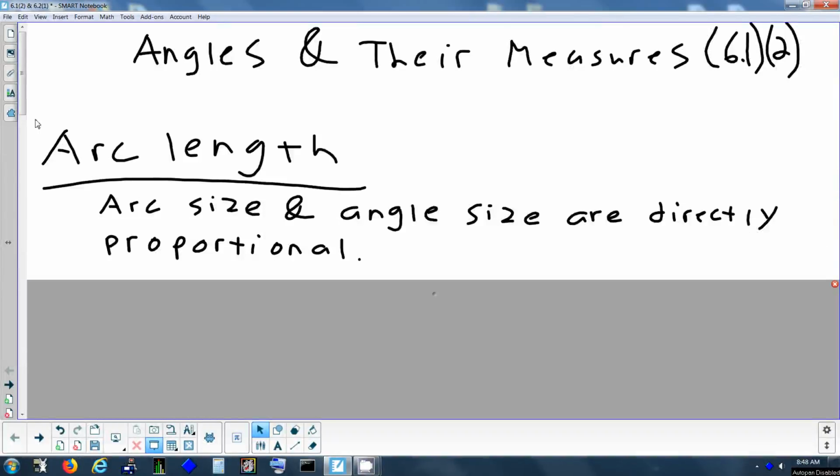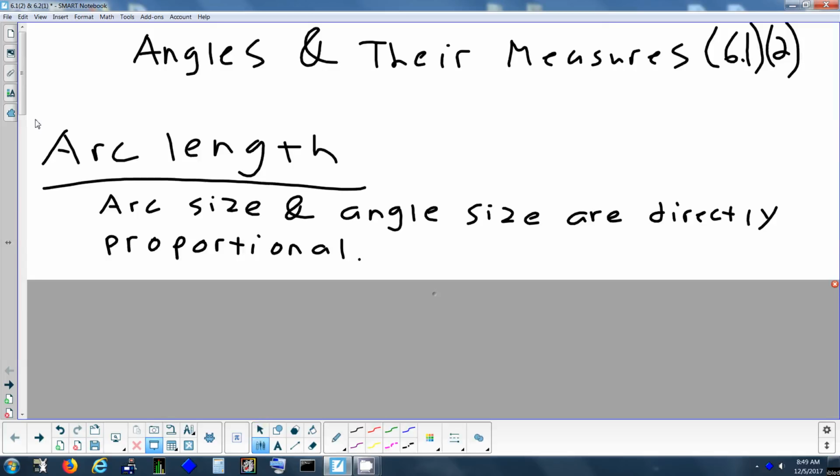All right, so today we're going to talk first about arc length. So the idea of arc length is measuring the distance of part of the circumference of a circle. Technically, a circumference is an arc, but we normally don't call it an arc because it's so big it goes all the way around.